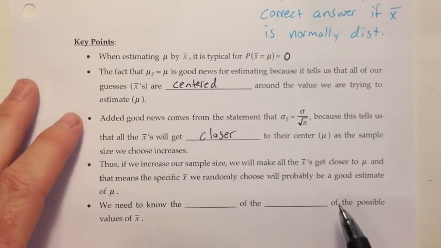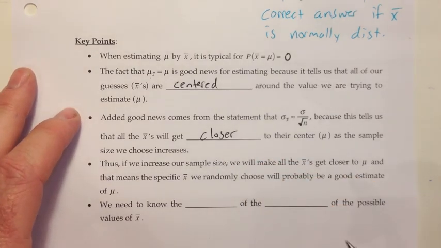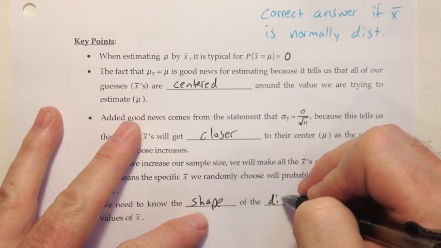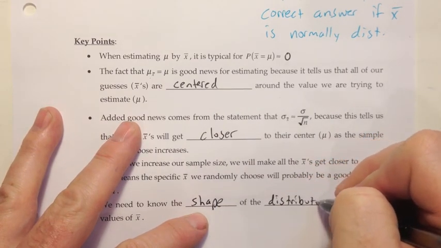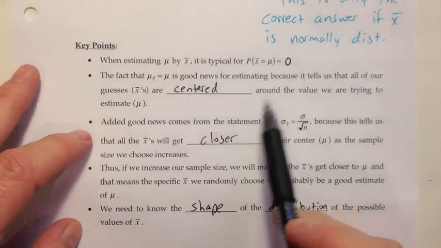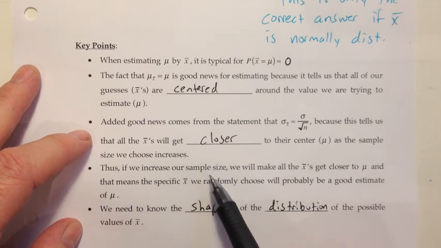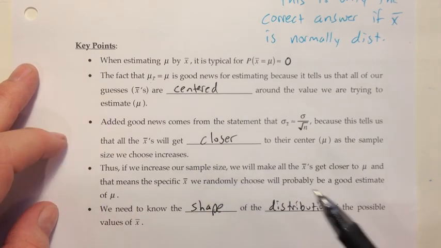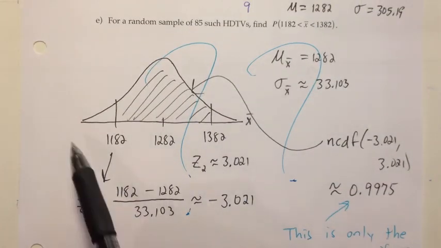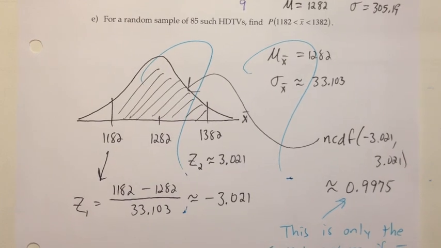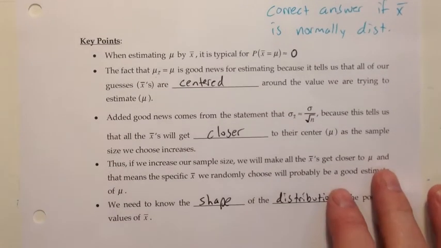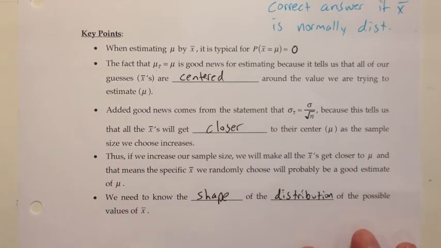But the one piece that's lacking is we still need to know the distribution, we still need to know the shape of the distribution of the possible values of x bar, because even though we see from these two bullets that our guesses are getting closer and closer and better, we still want to talk about the chance of getting paid, and we can't do that until we know that we have a bell-shaped distribution. So as we move on into section 7.4, we're going to learn the conditions under which the shape of the x bars turns out to be bell-shaped, but for now we don't know those.